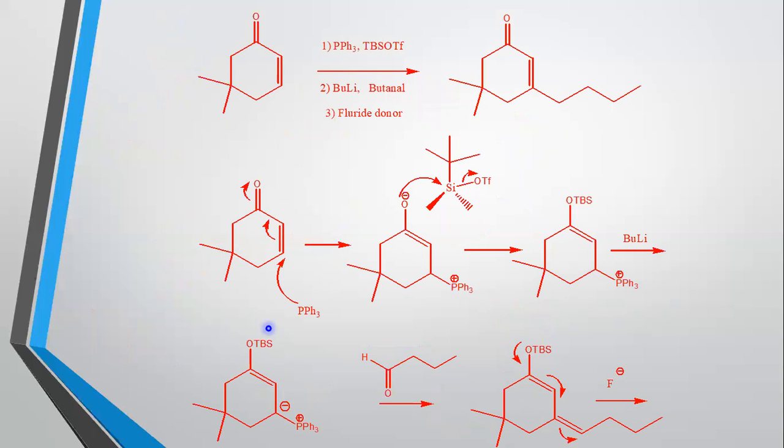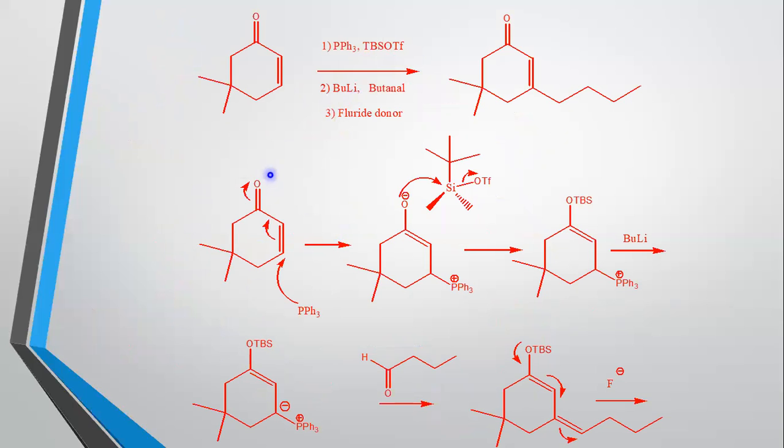And in this example, a substituted cyclohexenone is given, and the first set of conditions here is triphenylphosphine and tertiary butyl dimethylsilyl triflate. The next step is a strong base, butyl lithium, along with the electrophile, an aldehyde, and finally a fluoride donor.